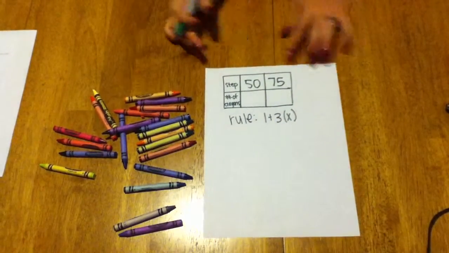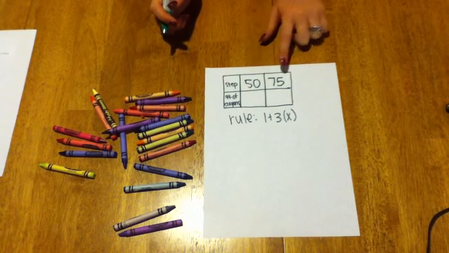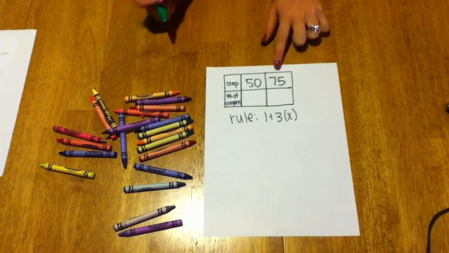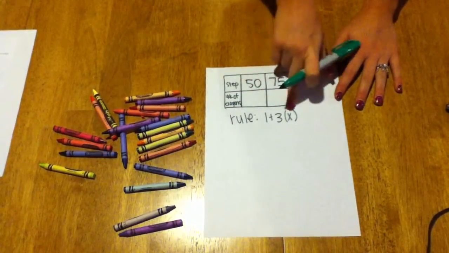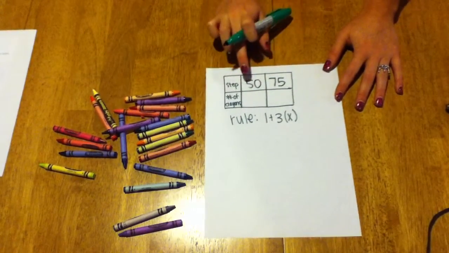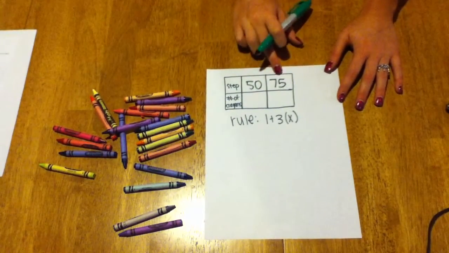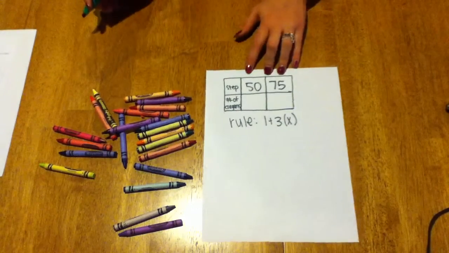Now we're going to figure out the 50th term and the 75th term. Now that we know that our rule is 1 plus 3 times x, we can use that to find out the 50th as well as the 75th term. We're going to start out by writing out our problem.